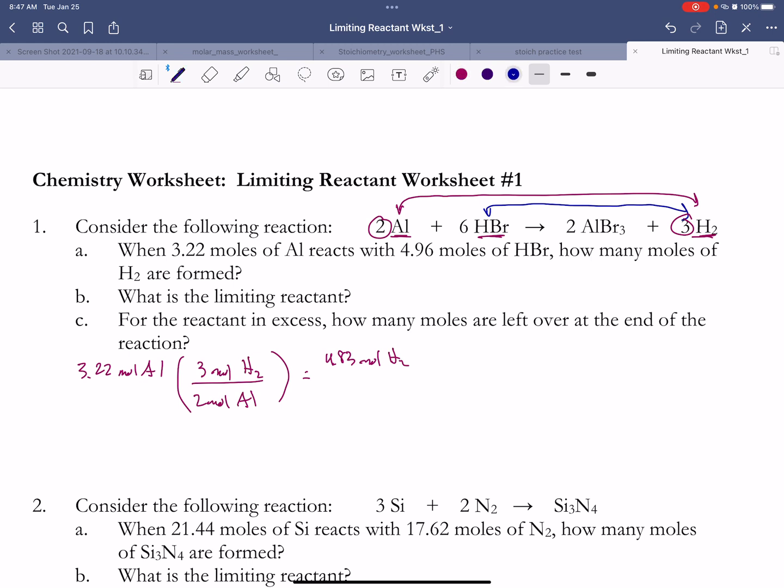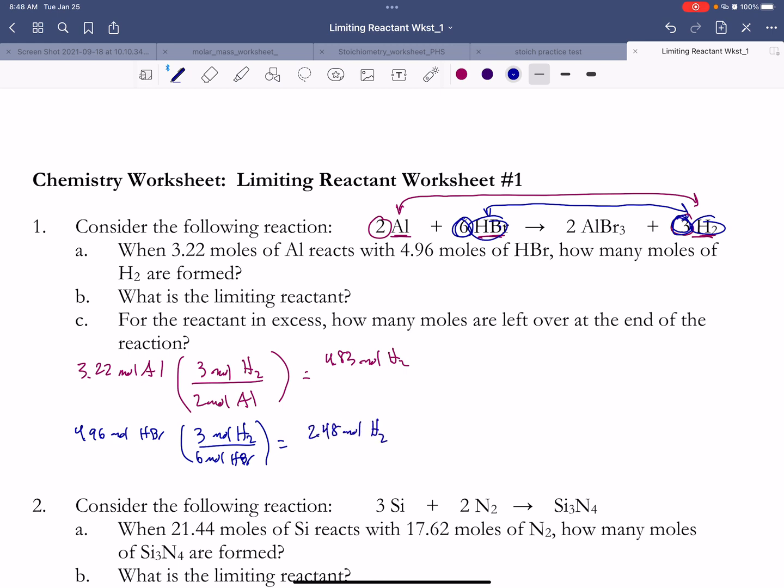Now let's compare HBr and H2. We got 4.96 moles of hydrobromic acid. You don't have to know that that's what it's called, just HBr is fine. And then in this case, the molar ratio is a 6-to-3 ratio. So 6 moles of HBr will produce 3 moles of H2. And now really it's just 4.96 divided by 2, right? I mean, if you just reduce in your head there. So 4.96 divided by 2, I really should be able to do that in my head, 2.48. So 2.48 moles of H2 gas.